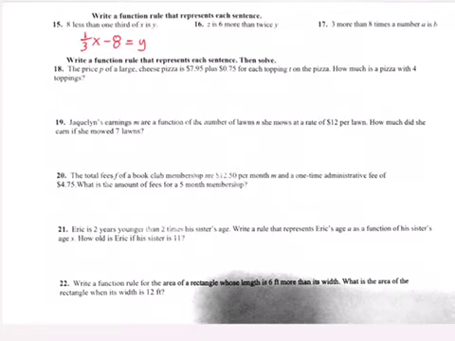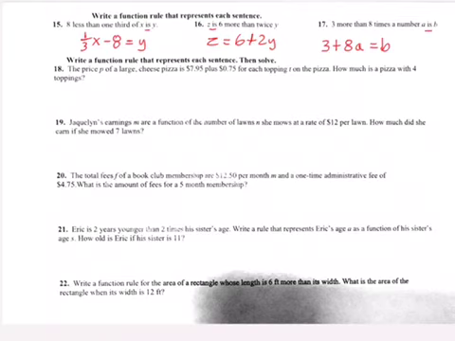Z is 6 more than twice y. So z equals 6 plus 2y. And remember, as you're writing these, the word "is" is a great indicator of where your equal sign is. 3 more than 8 times a number a is b. So 3 more than 8 times a number a is b. So the equal sign shows up with the "is."